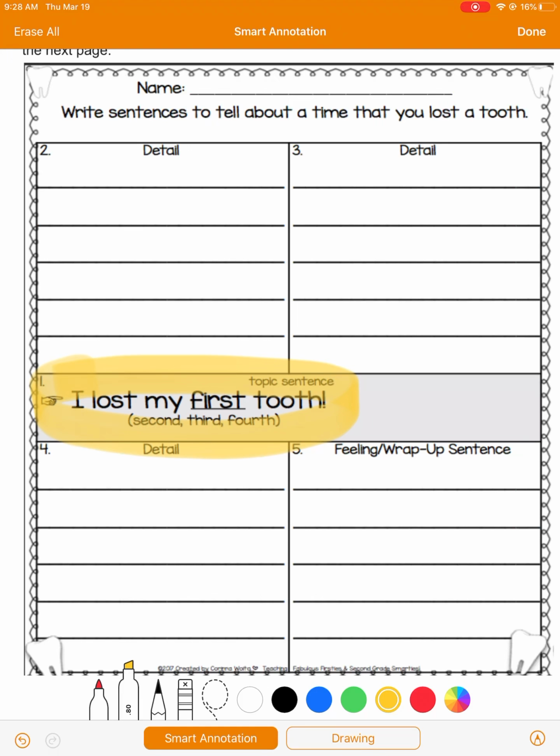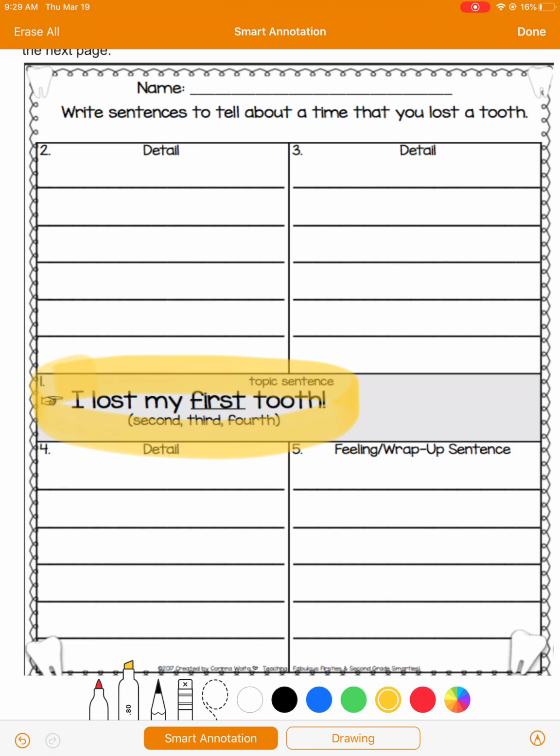So, I lost my first tooth. If you want to change that topic sentence, that's totally fine. But we're going to be working on the second, third, and fourth square today. So we want to introduce a time that we lost our tooth. And so second, third, fourth, you can talk about any time you lost whatever tooth you lost, okay?